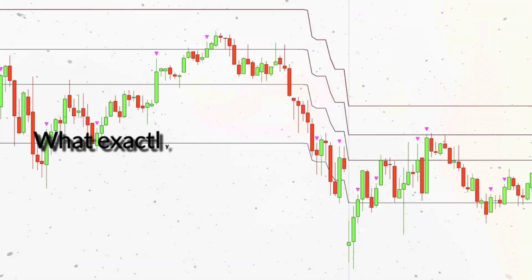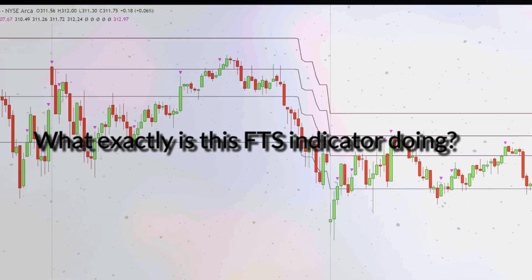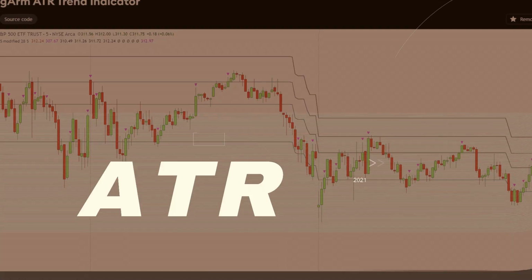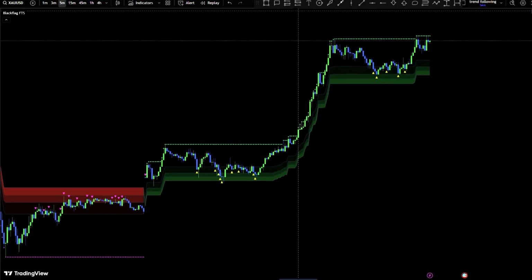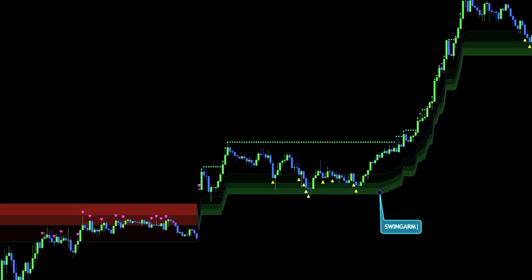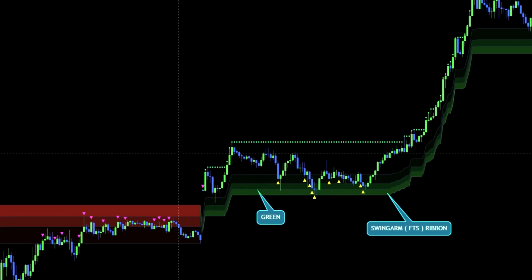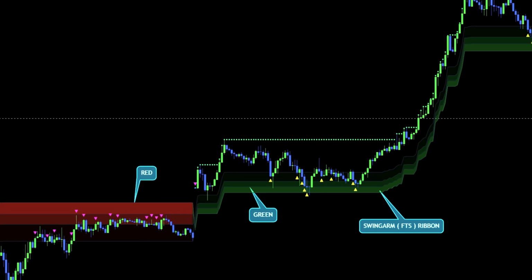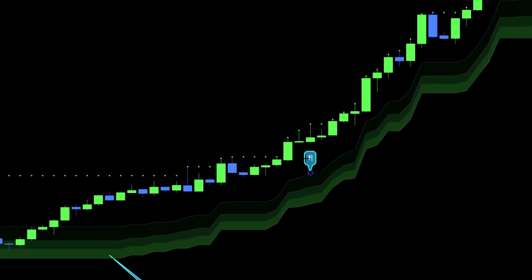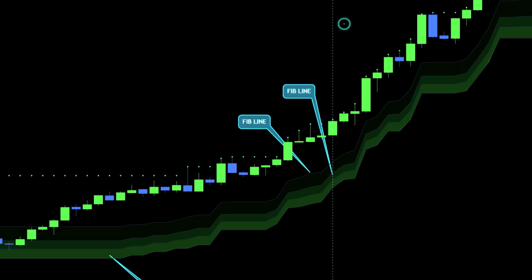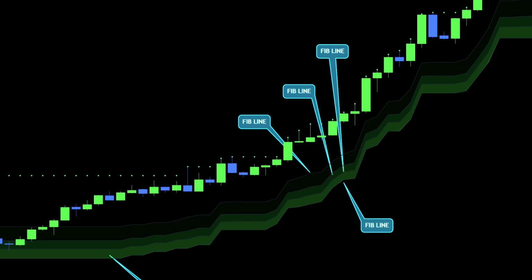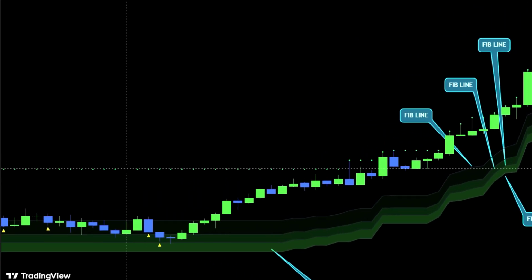So what exactly is this FTS indicator doing? Basically, it uses something called ATR to draw these color bands right onto your chart. We'll just call them FTS bands. You'll also see a few lines inside those FTS bands, which are basically Fibonacci lines. And then there are some little dots on the chart too, called extremum dots.